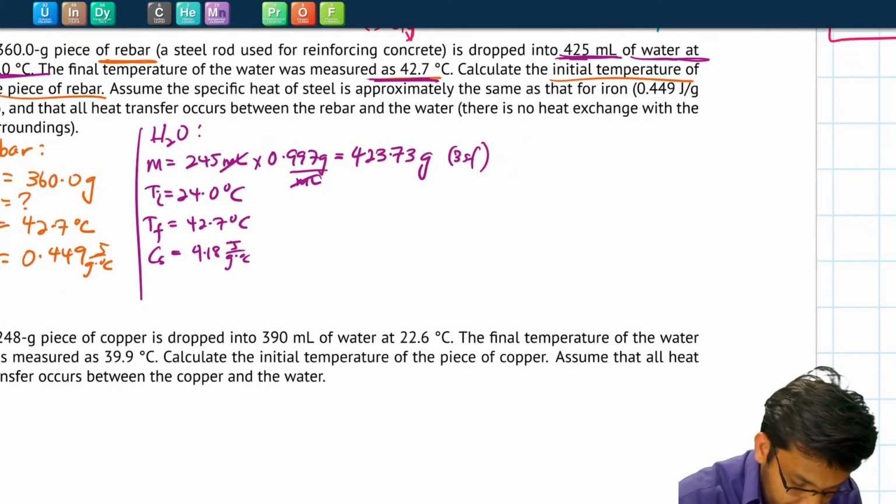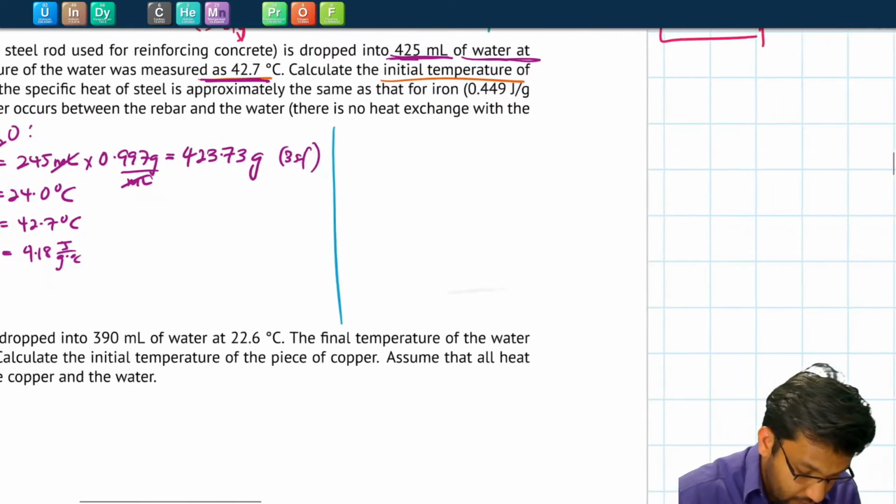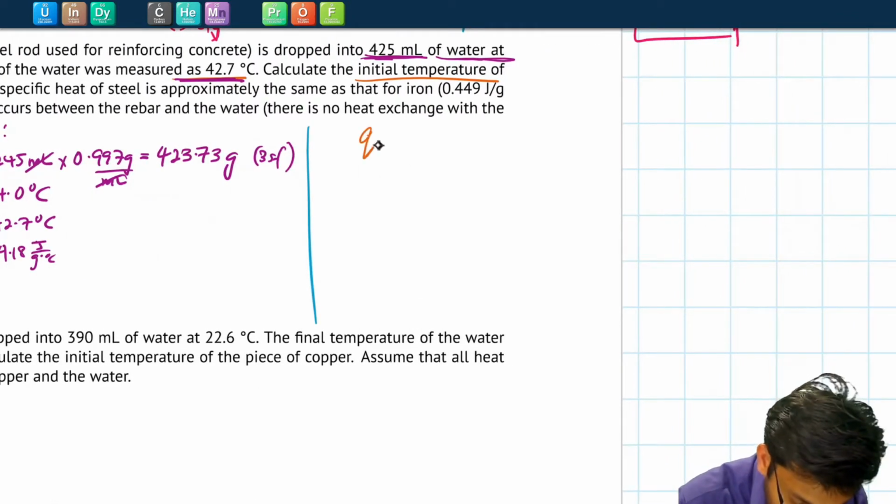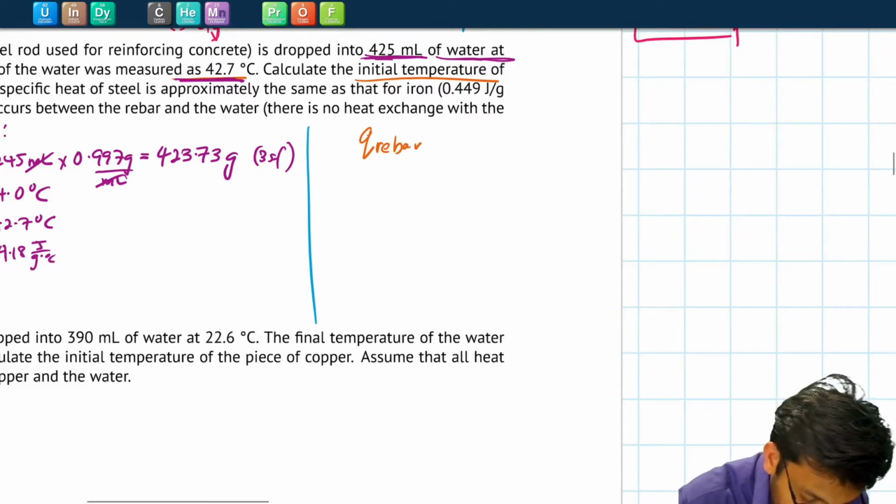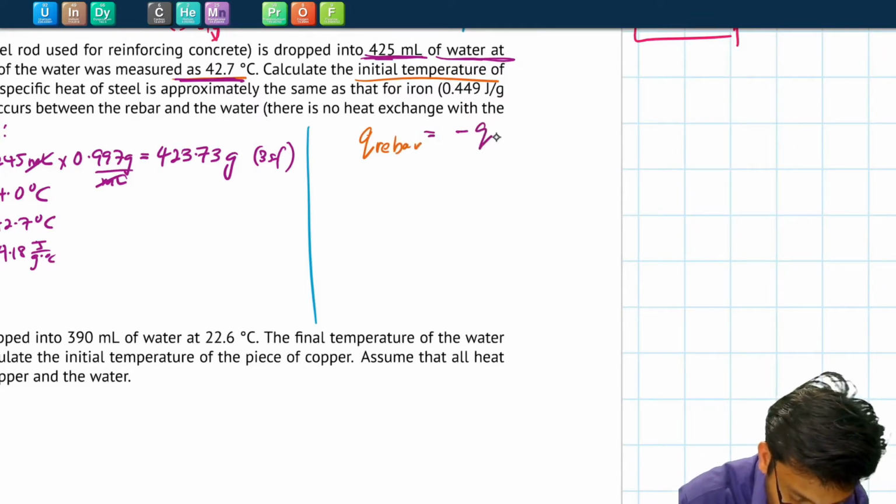Okay, now that we have that, we know that the Q from the rebar should be negative the Q from the water.